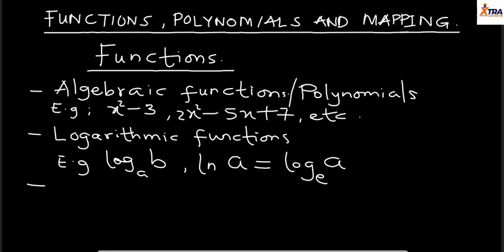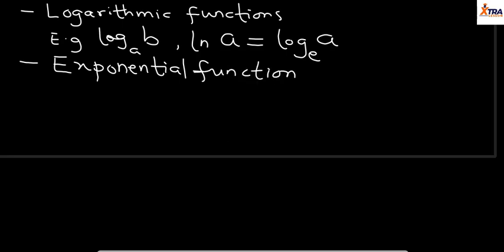Now, another type of function we also have is what we regard as the exponential function. From the word exponent, meaning power, meaning index, exponential functions are functions that have the variable as the power. That is, you have something like a raised to the power x, where you have a particular value of a and an unknown variable x. Or we can also have another example as e raised to the power x. These are exponential functions.